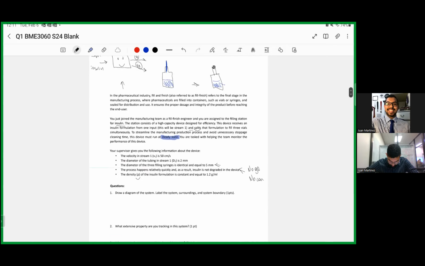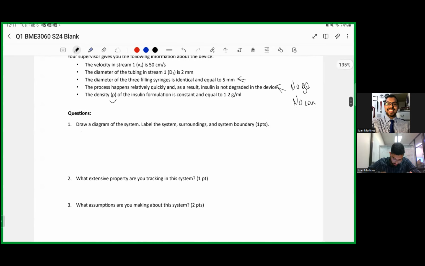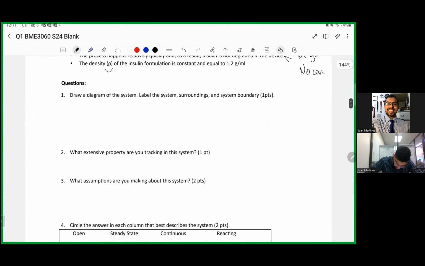Let's go back to a problem. So draw the diagram. Okay, let me draw the diagram. So we get our box. Oh, no, I didn't want to do that. Let's see now. Better. There you go. Okay, we have a box and we have an incoming input stream called stream one.